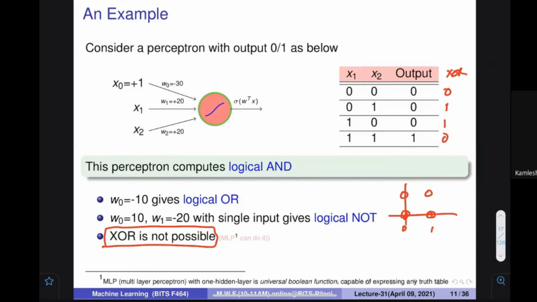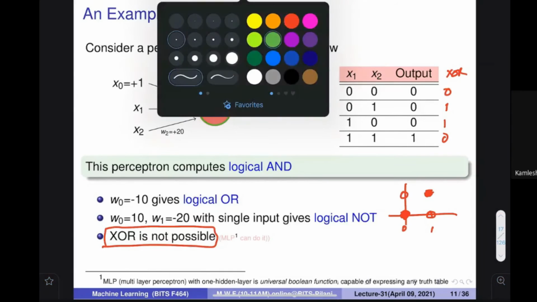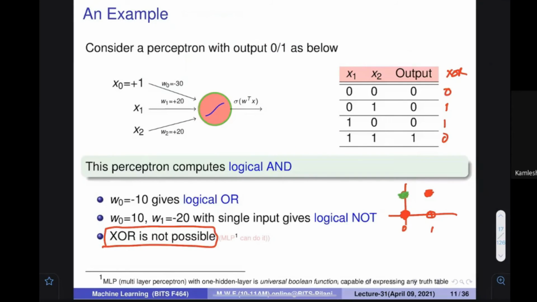At 0, 0, it is 0. At 1, 1, it is 0. At 0, 1, it is green, and here it is green. So again, can you find a perceptron for that?